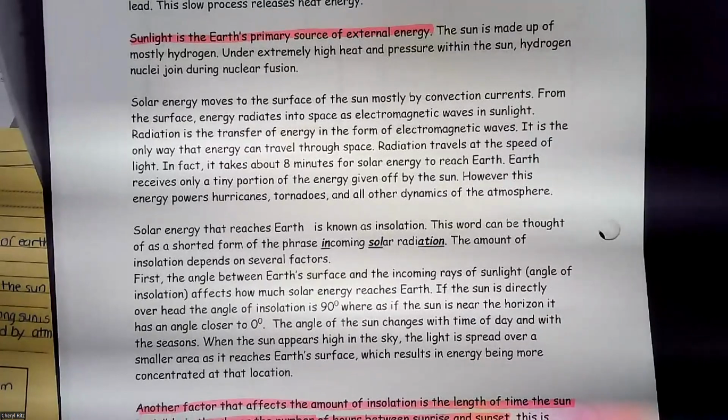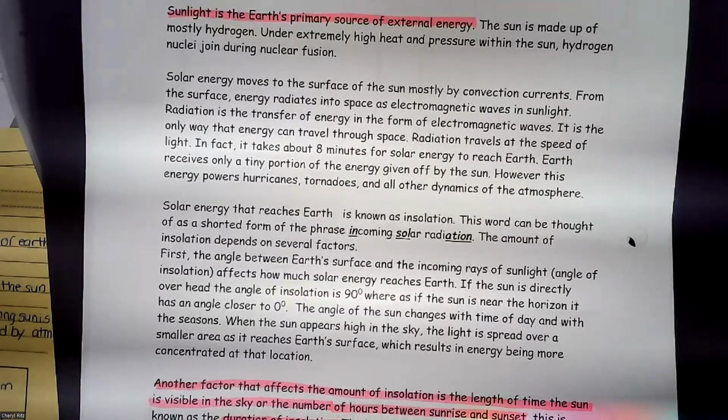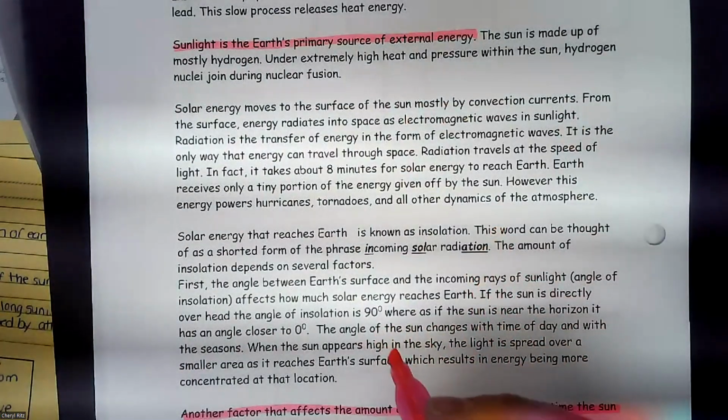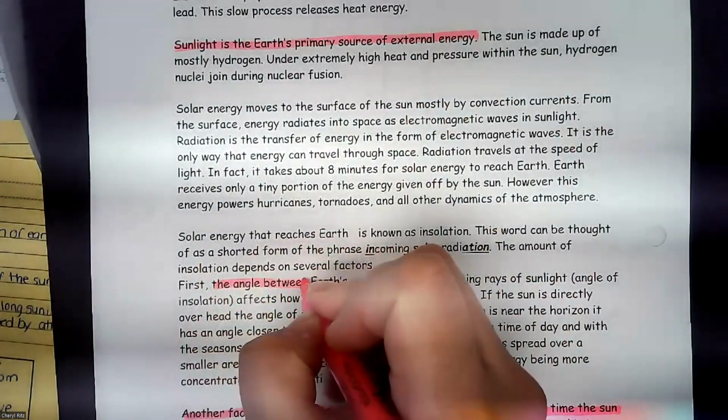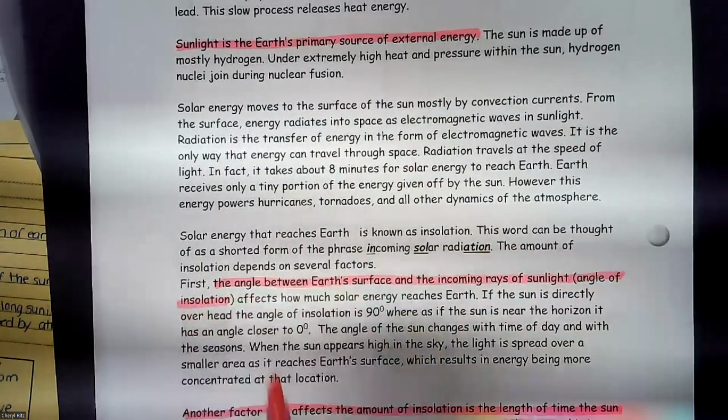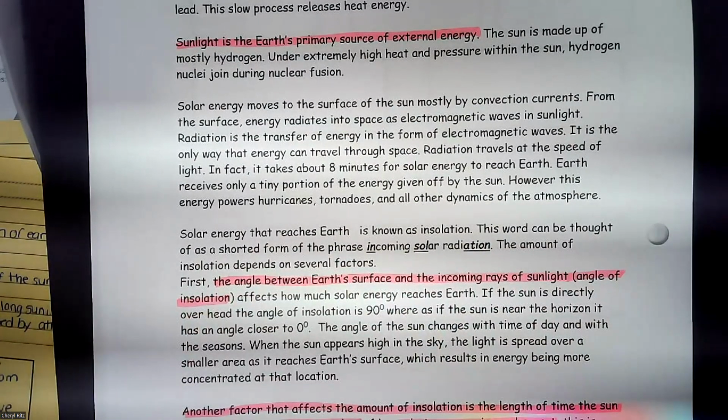All right, anybody get the very last thing that changes how much, Sarah? Electromagnetic waves. No, that does not. It does not affect how much energy we get from the sun. The angle between Earth's surface and the incoming rays of the sun. Yes, that is. Third paragraph right here. The angle between the Earth's surface and the incoming rays of sunlight, which is called the angle of insolation, affects how much solar energy reaches Earth. If the sun is directly overhead, we're getting a lot of energy. If it's low in the sky, we're not getting a lot of energy.